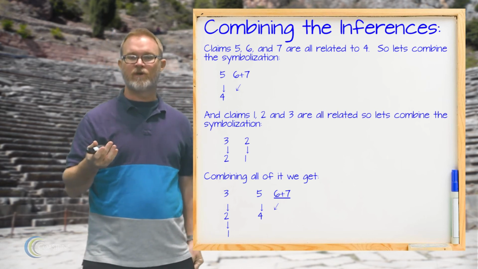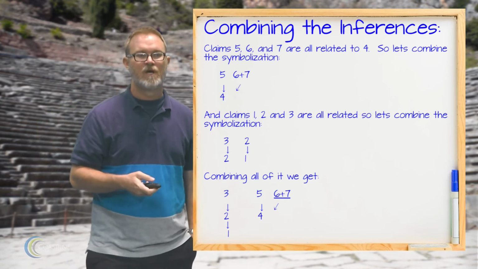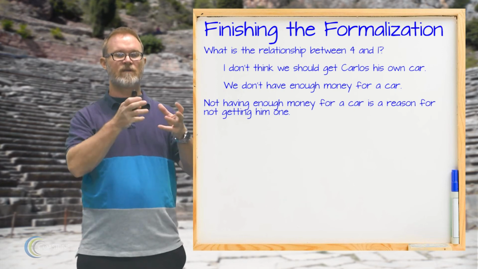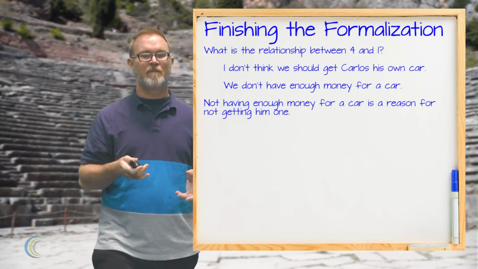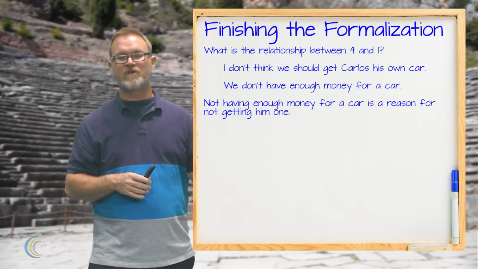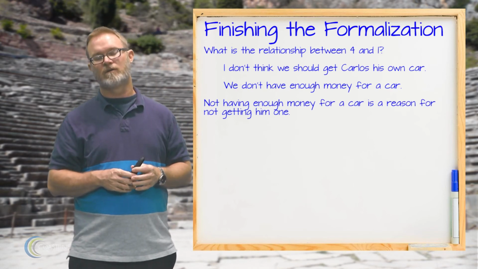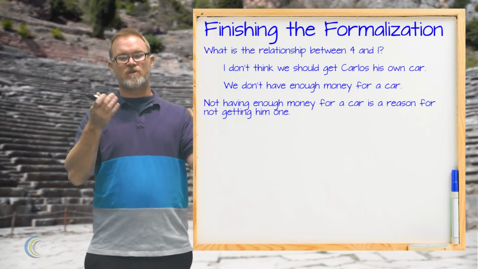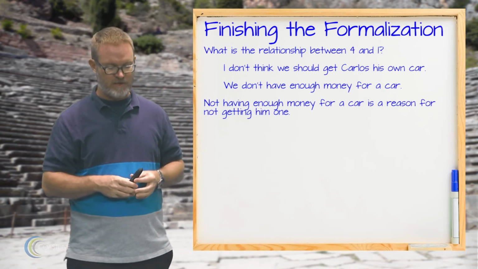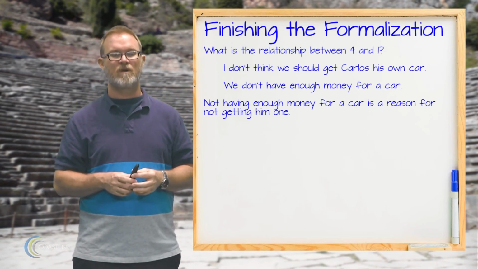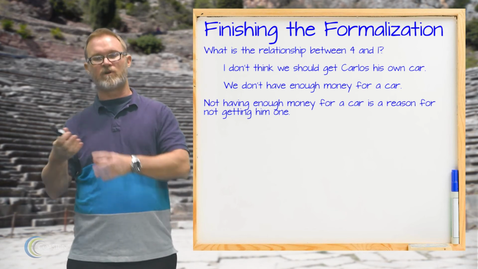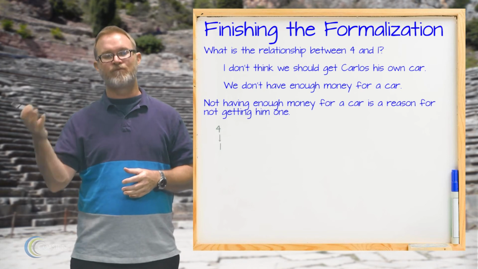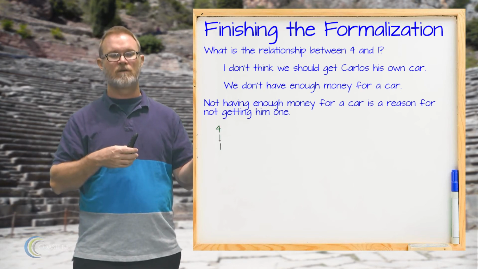The last question, though, is what is the relationship between 4 and 1? You don't really have that stuff connecting yet. So let's think about it. 1 says, I don't think we should get Carlos's own car. And 4 says, we don't have enough money for a car. Now, if you think just about those two claims, I think it's easy to see that if you don't have enough money for a car, you shouldn't get one. And so what we're going to say then is that 4 is a reason for 1.